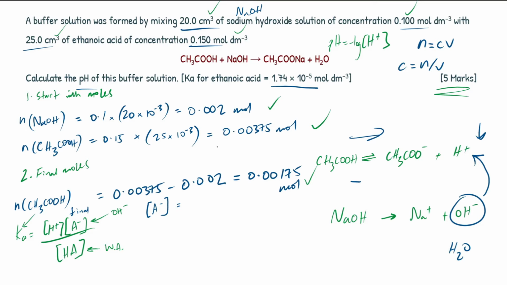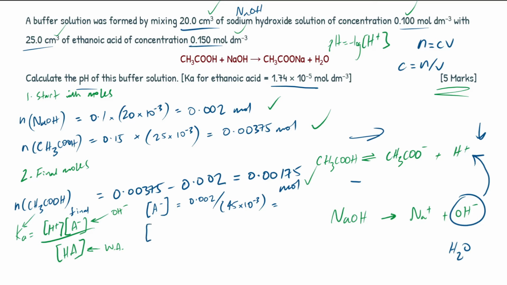Our moles we've already calculated to be 0.002, divided by our volume, right? Our volume of salt right here says that it's 20 centimeters cubed. This is the initial volume, but in the beaker we have the entire volume. So it's going to be 20 plus 25, which is going to give us 45. Again, you have to convert it into decimeters cubed, okay? So I'm just going to do my classic times 10 to the minus 3, but again, you can divide by 1,000. That's completely fine. So that's our salt concentration done.